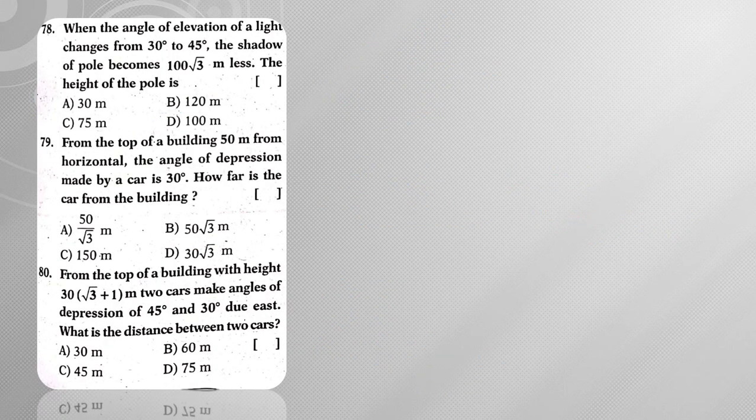Right. Next, question number 78. When the angle of elevation of lighthouse changes from 30 degrees to 45 degrees, the shadow of the pole becomes 100 root 3 meters less than the height of the pole. So when the angle is increasing, the length of the shadow will decrease. Now first of all, let the height of the pole be some h. So here we are going to have two situations. First, when I am observing at an angle of 45 degrees and when I am observing at an angle of 30 degrees.